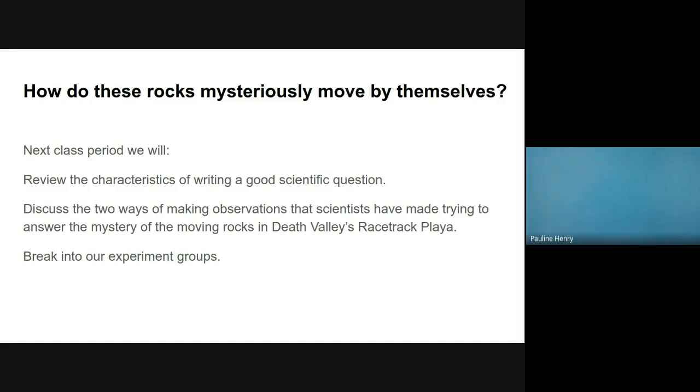Next class period, we will review the characteristics of writing a good scientific question. We will discuss the 2 ways of making observations that scientists have made trying to answer the mystery of the moving rocks in Death Valley's racetrack playa. We will break into our experimental groups.